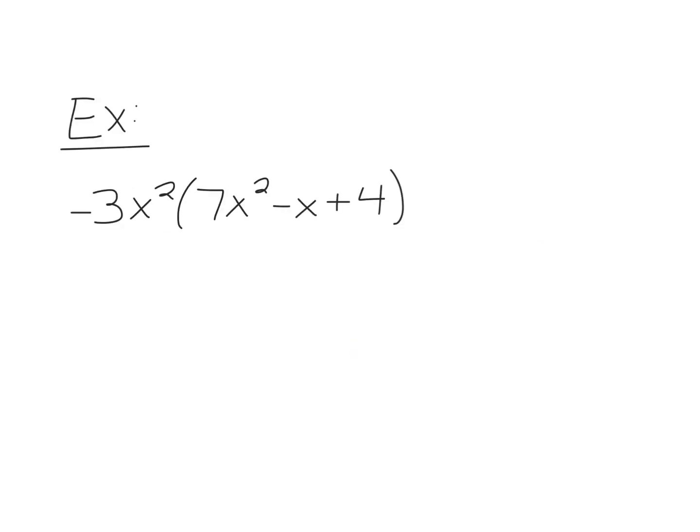So let's just start off with an example right away. I'll give you some time to write this down. Okay. So here is our monomial multiplied by our polynomial. Ultimately, what's happening is we're going to use the distributive property. We're going to take our monomial and multiply it by every term in the polynomial.